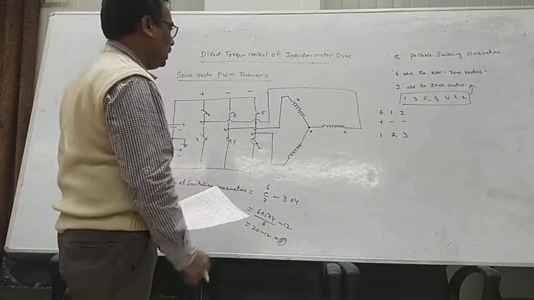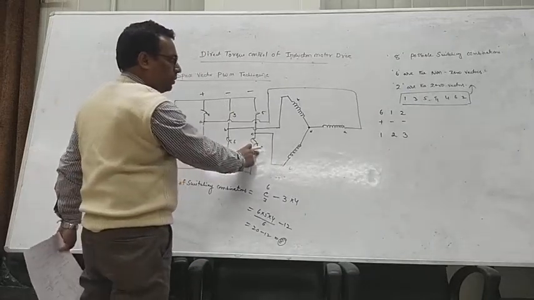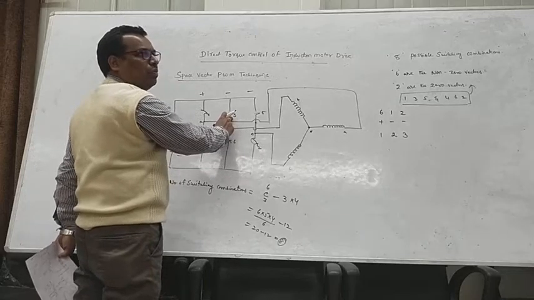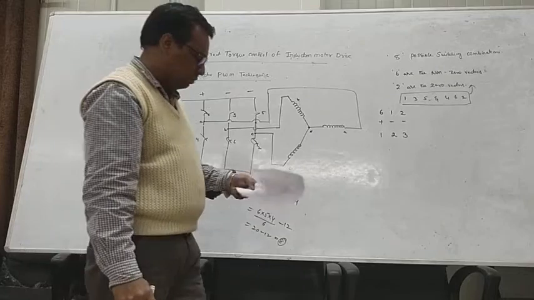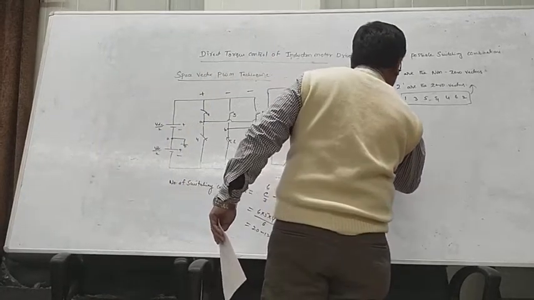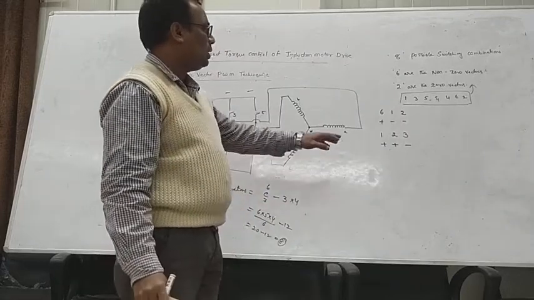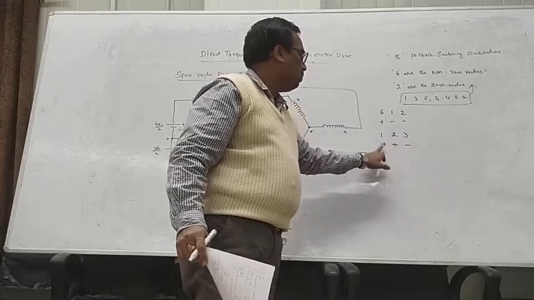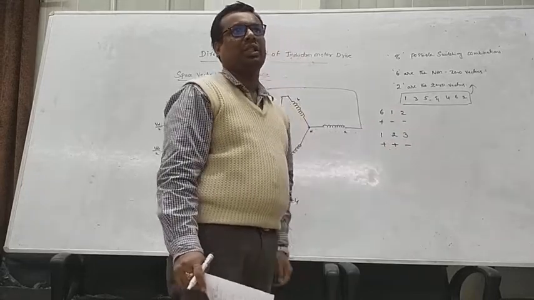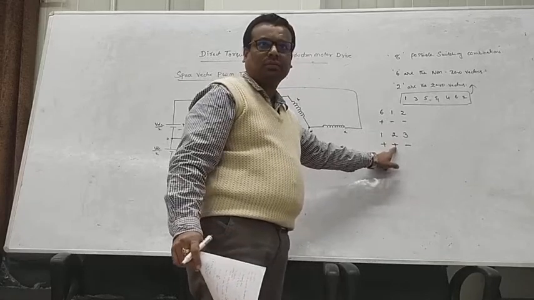1 is in the upper group. 2 is also a bottom group. 3 is also an upper group. 1 is also an upper group. So it means plus plus minus. So this sequence is plus plus minus. You see how many switching states are changed from plus minus minus to plus plus minus: only one switching state, because earlier it was minus and now it is plus.